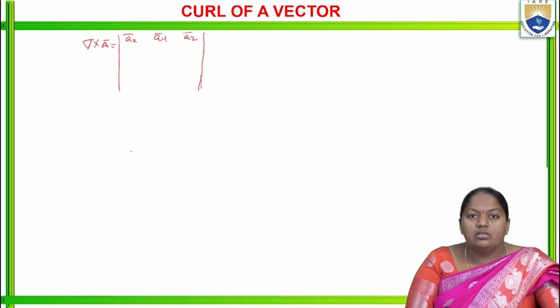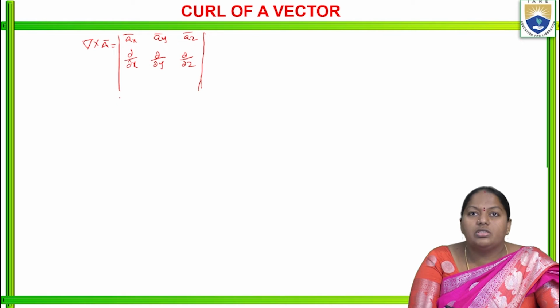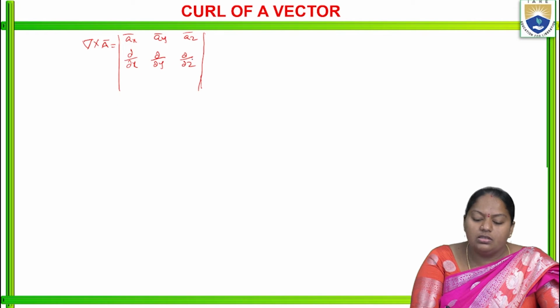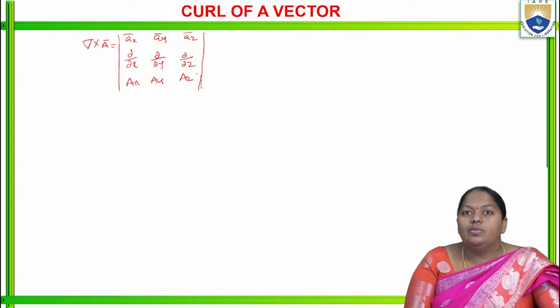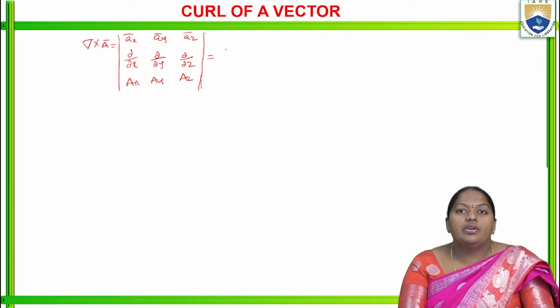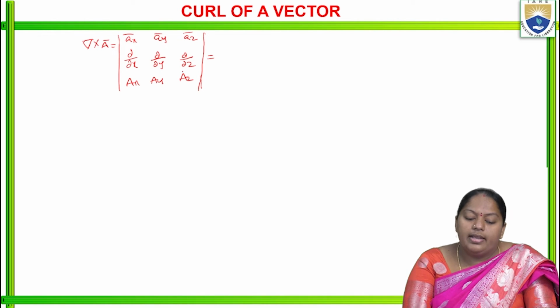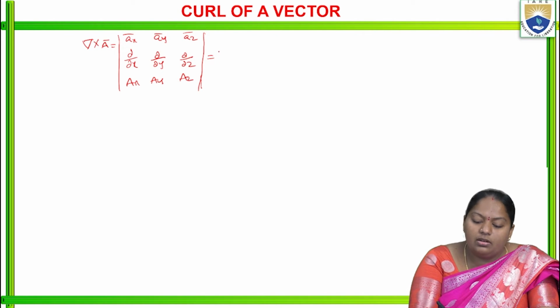First type of coordinate system means x, y, z are the variables, and ax, ay, az are the unit vectors. Then dou by dou x, dou by dou y, and dou by dou z are the partial derivative terms. We are differentiating with respect to the three variables. Then ax, ay, az components. So how are you going to write the equation? Curl of a vector field is a vector. Hence we are writing del cross A bar in the form of a vector.